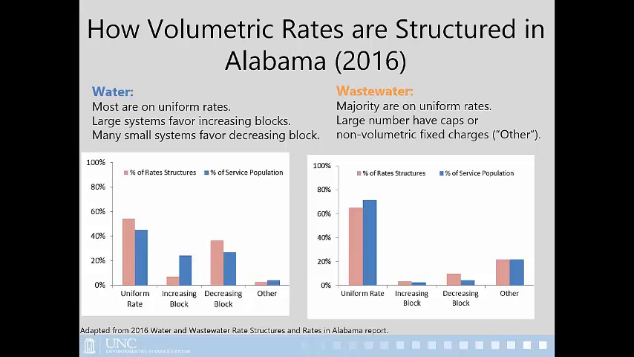In Alabama overall, most water utilities are using uniform rates. Decreasing block is very popular, but in terms of larger systems seem to be adopting increasing block rates more so than decreasing or uniform. So large systems seem to be favoring increasing block rates. Uniform rates are very, very common, the most common. And then there are some utilities, typically small systems, that are still using decreasing blocks for residential customers. On the wastewater side, it's almost everybody's using uniform rates or uniform with a cap.